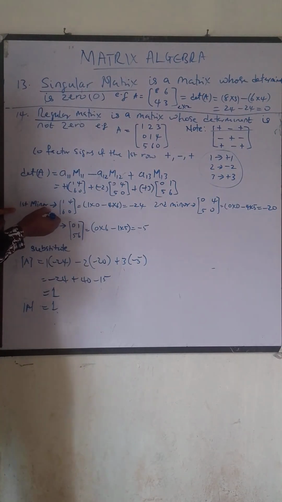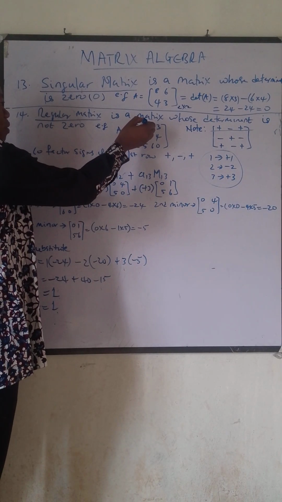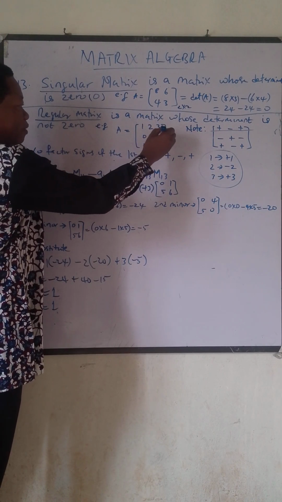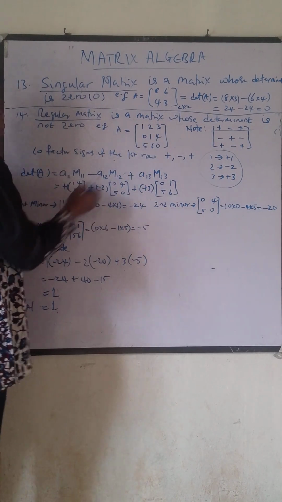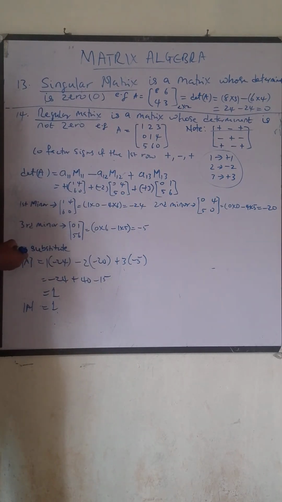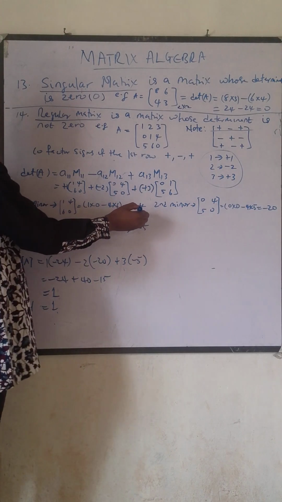What do I mean by the first minor? The first minor is this. This A11 now is multiplied by the first minor. What is the first minor? 1460. That is the first minor. Is that okay? And look at that here. The determinant of 1460 is 1 times 0 minus 4 times 6, you have minus 24.